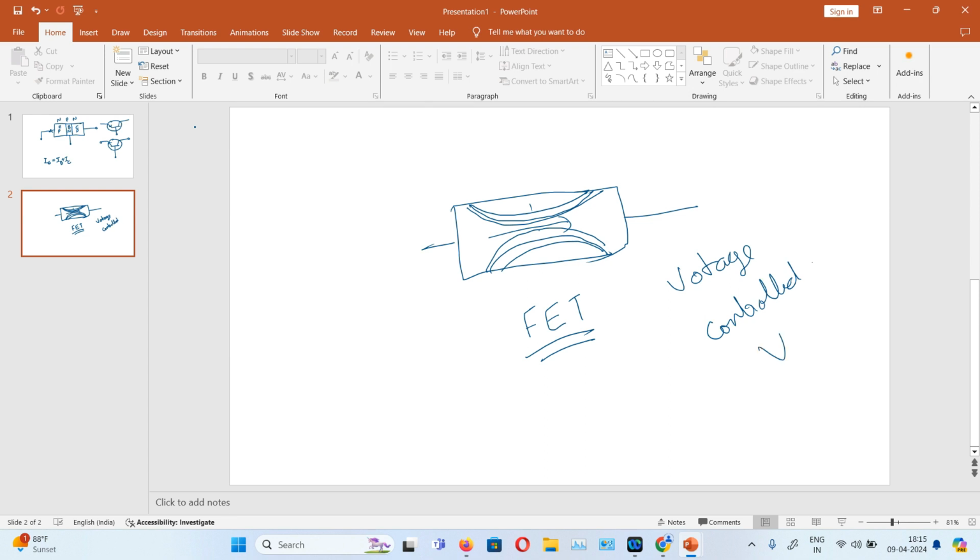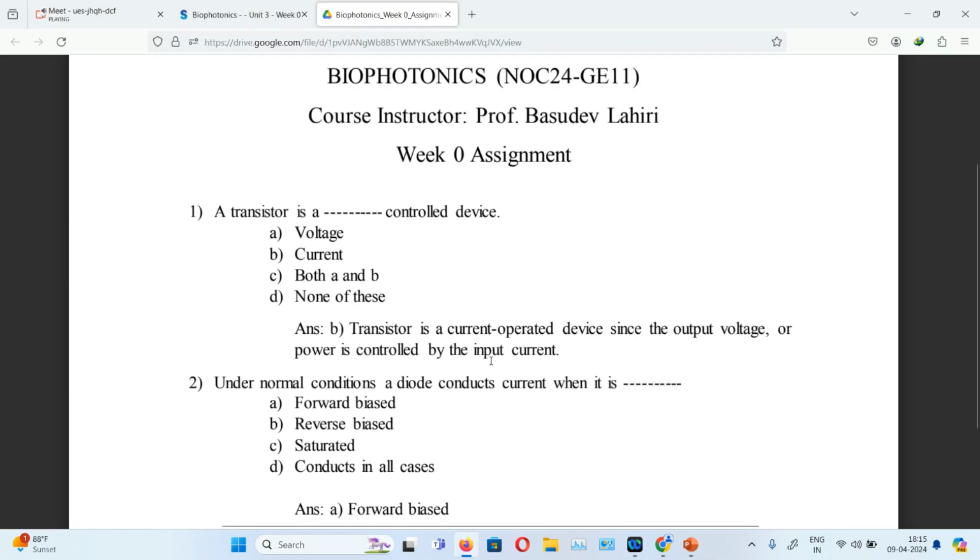Current flow is controlled by voltage. Okay, so a transistor is a current control device. A field effect transistor is a voltage control device. Okay. Now going to the second question.